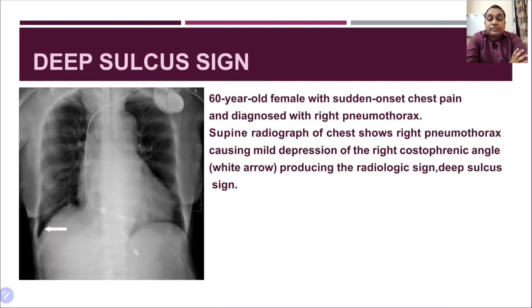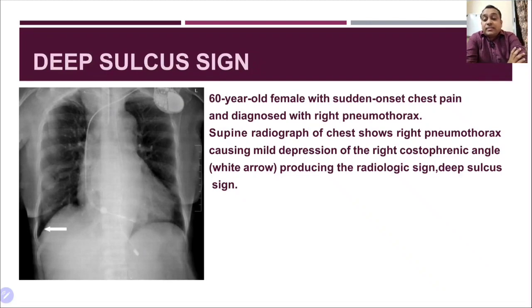Let us discuss a very simple example. This is a chest X-ray AP film, or the supine film, of a 60-year-old female with sudden onset of chest pain, diagnosed with a right pneumothorax. So this patient has a right pneumothorax, but the film is supine, so the chest X-ray shows the right pneumothorax causing mild depression of the right costophrenic angle, which is shown here with the white arrow, producing the radiologic sign called the deep sulcus sign.